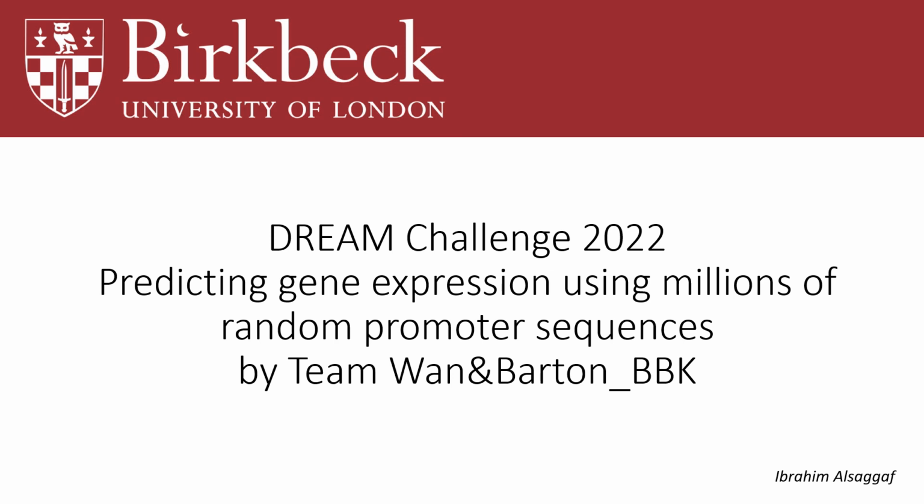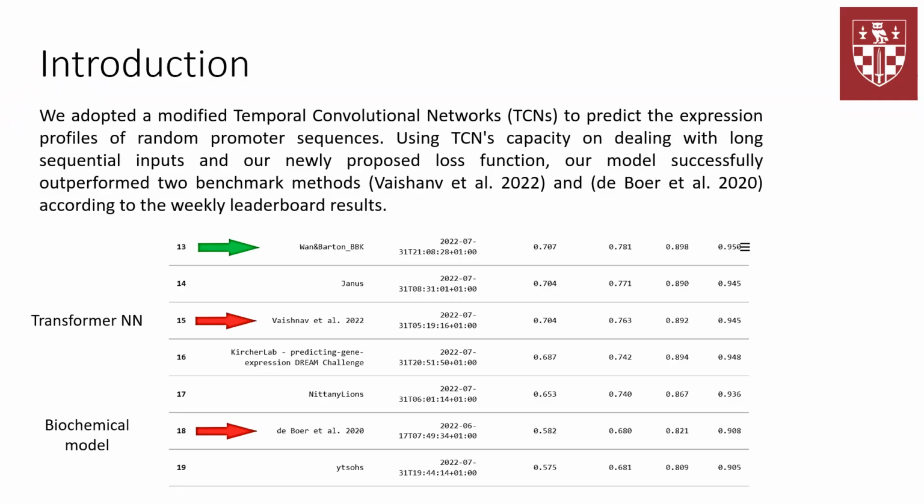Today I will briefly talk about the approach adopted by our team for the DREAM challenge. We used a modified temporal convolutional network and a custom loss function to predict the expression profiles of random promoter sequences. Our model outperformed two benchmarks, the transformer neural network and the biochemical model, as per the weekly leaderboard results, which only used 13% of the testing sequences.